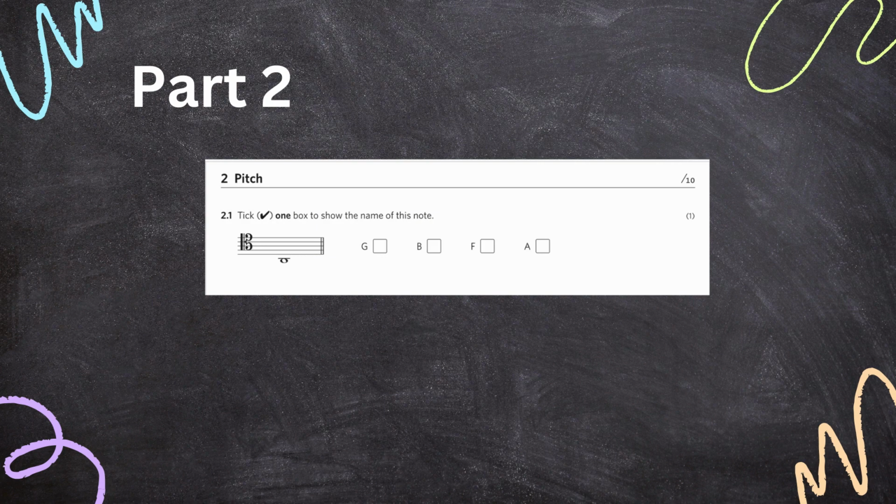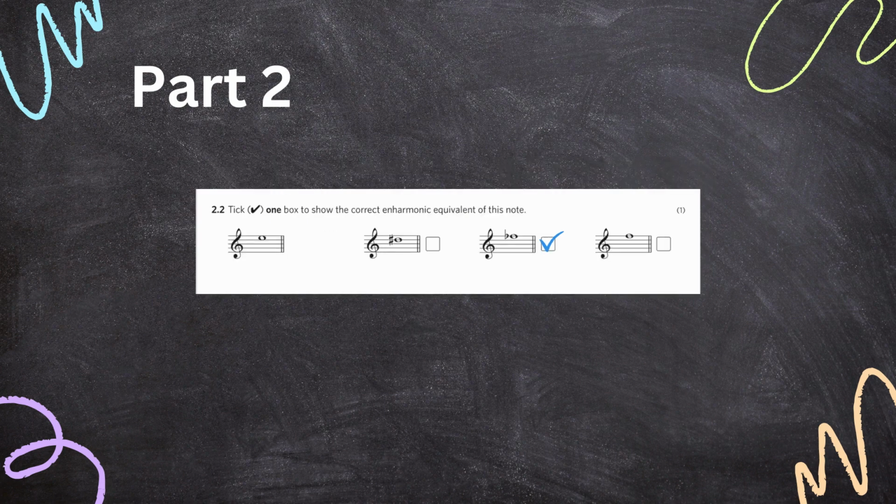Part 2. This part relates to the note reading on different clefs and transposition. Question 2.1. You need to figure out the letter name of this note. Remember in tenor clef, this line is the middle C, so the name of this note is A. Question 2.2. Choose the correct enharmonic equivalent of E, which is F flat here.